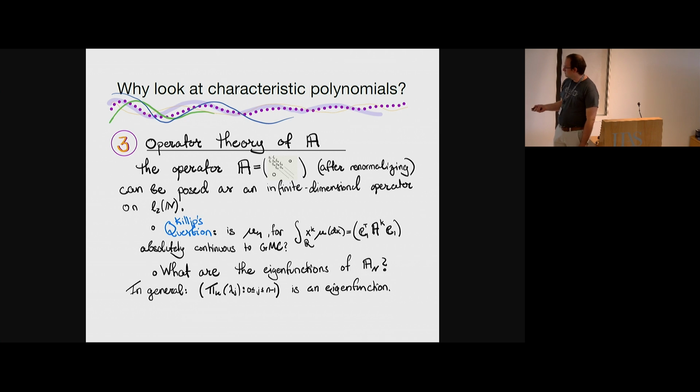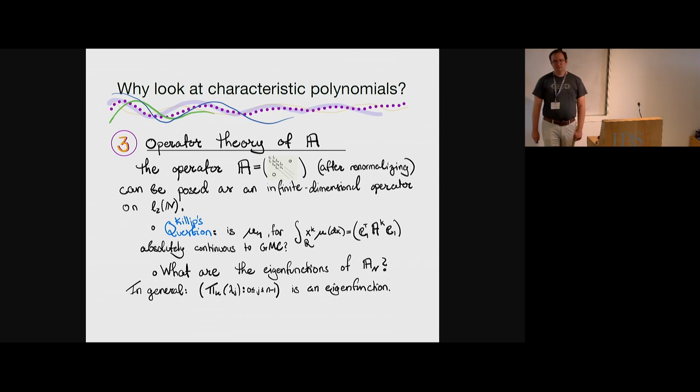Now, there's a bullet point here, and I put Kilop's question, and I've talked to people about this because I'm trying to source exactly the question. It might actually be Balin's question, it's better. So it's some combination of Kilop, Balin, and the world, which is, in fact, that there's a conjecture for the spectral measure of this operator.